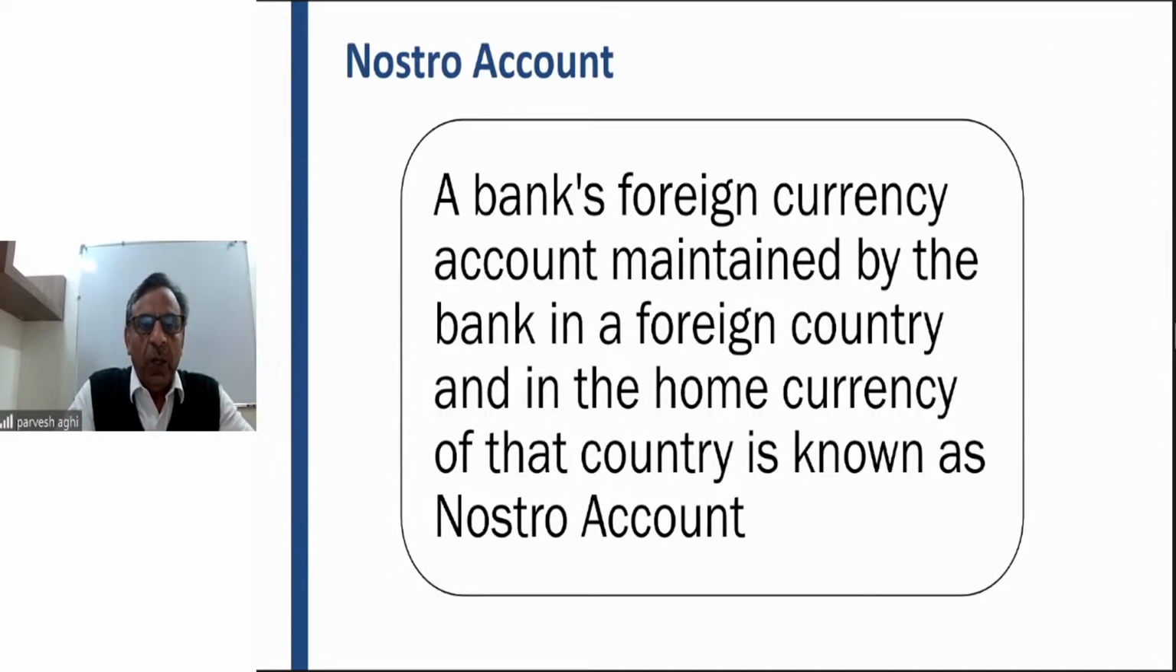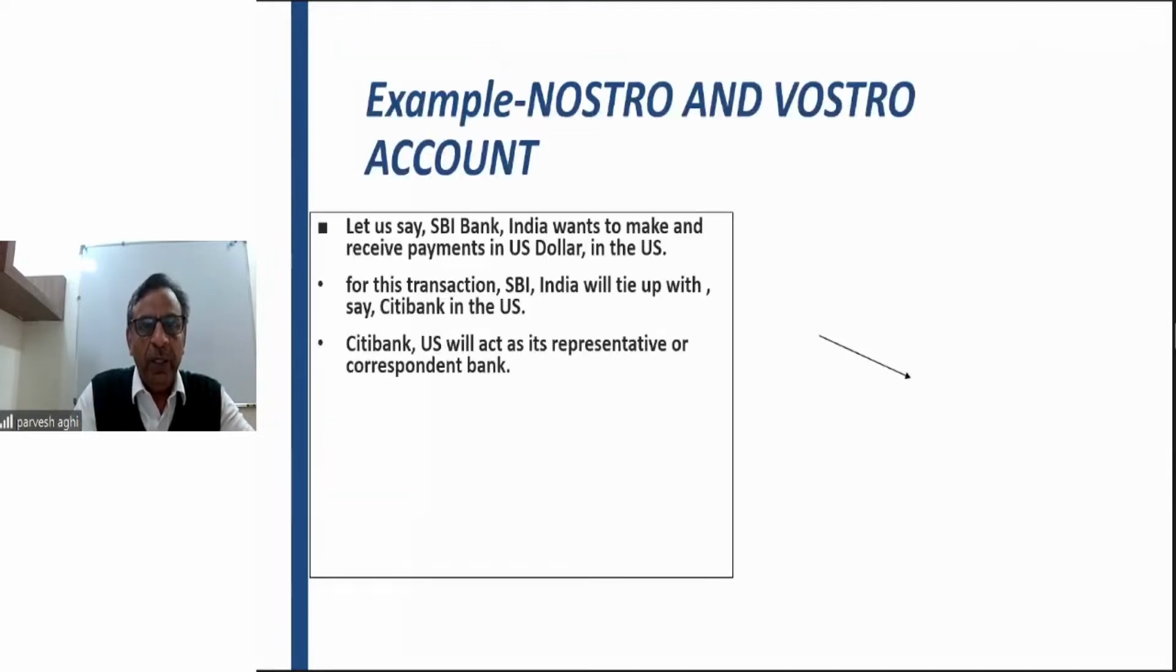A bank's foreign currency account maintained by the bank in a foreign country and in the home currency of that country is known as a nostro account. So a bank's foreign currency account maintained by the bank in a foreign country and in the home currency of that country is known as a nostro account. So let me explain through a diagram here.